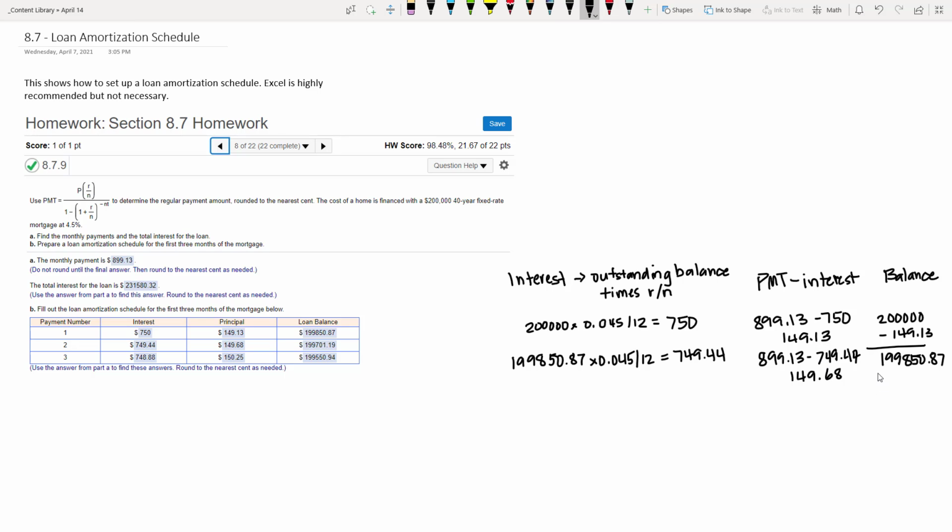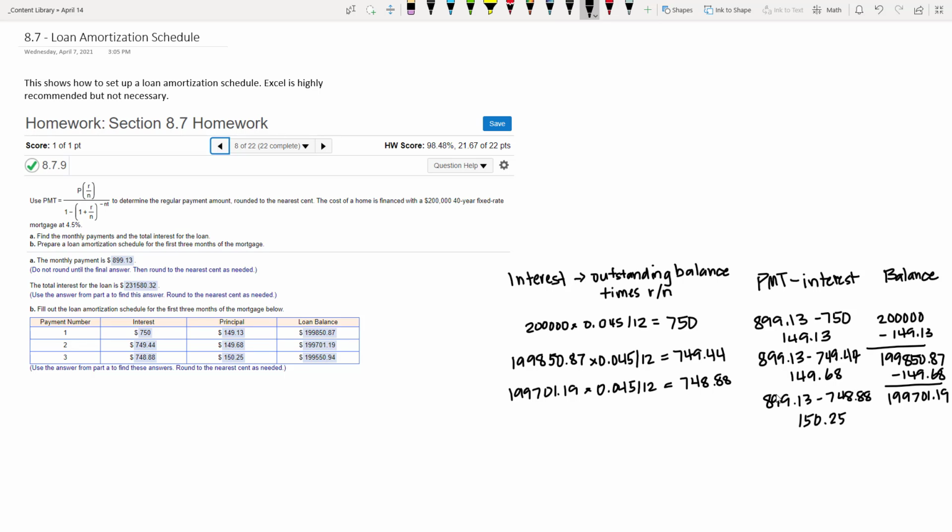So now you owe even less. So now we're going to take that number $199,850.87, that balance we had, and now we're going to subtract $149.68. We get $199,701.19. And so this process repeats again. We're going to come down and take $199,701.19 and multiply that times 0.045 divided by 12. And so now we get the interest is $748.88.